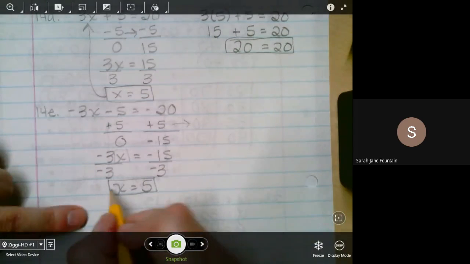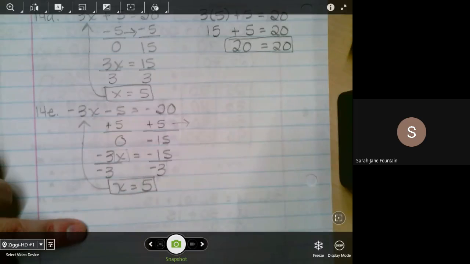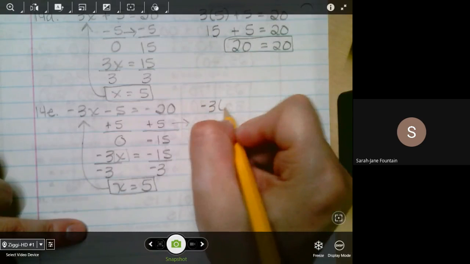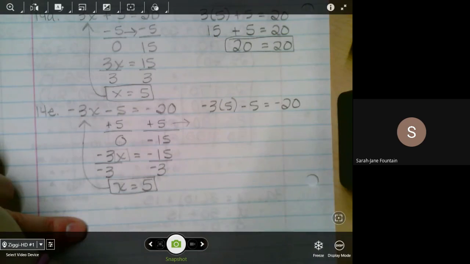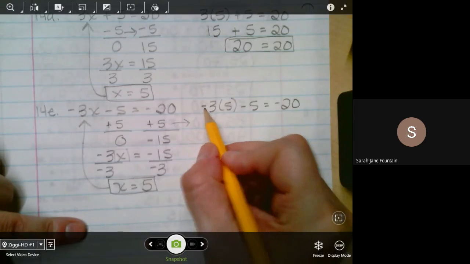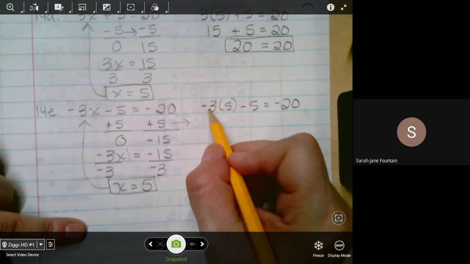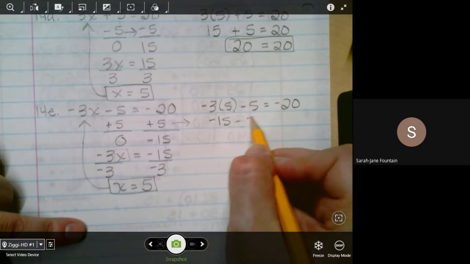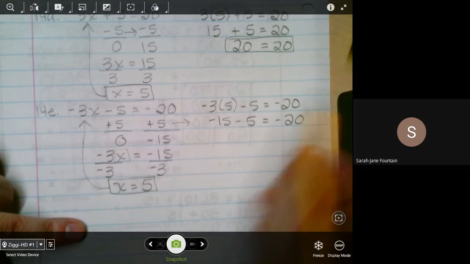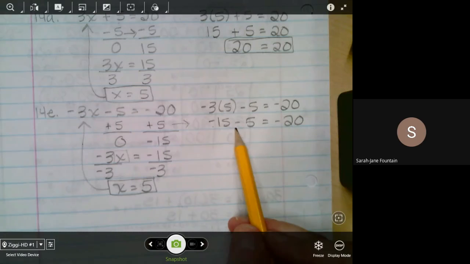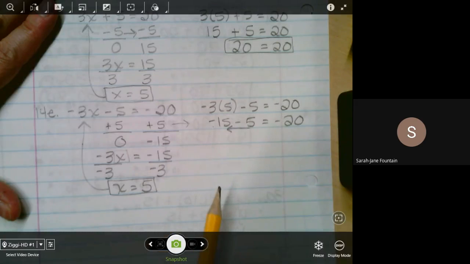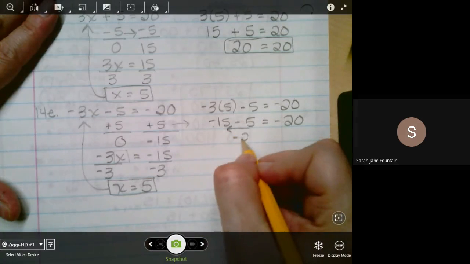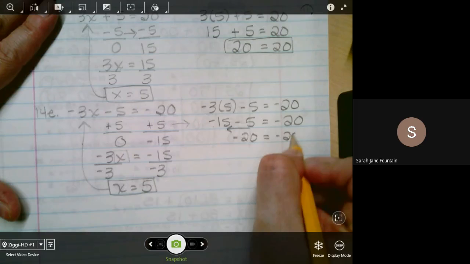Now, if I have an answer, I'm going to plug it back in for x. So I have negative 3 times 5 minus 5 equals negative 20. I take this negative 3, which is a negative, times a positive, which equals a negative. Negative 3 times 5 is negative 15. Minus 5 equals negative 20. When I have a negative and I subtract 5 from it, I'm going to go to the left and going farther away from 0, which means that this is going to turn into negative 20 equal to negative 20.